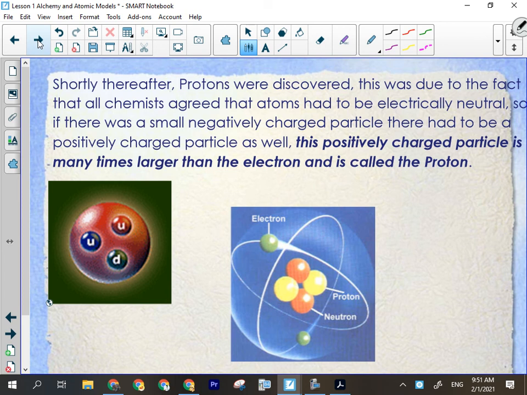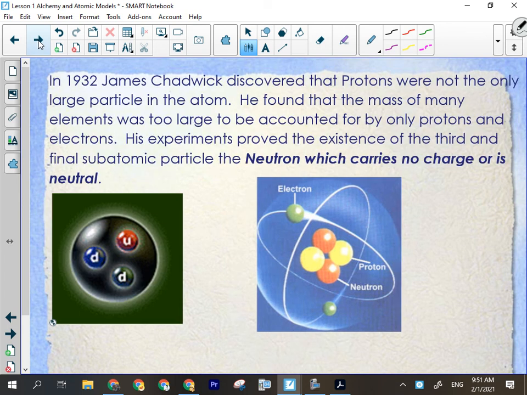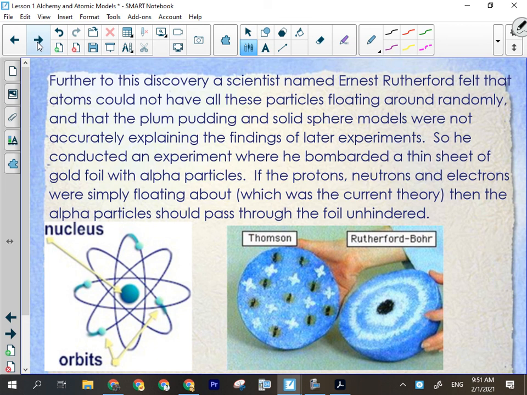So there was a bit of turmoil for a while. Chadwick discovered that protons weren't the only large particle. There had to also be a neutral particle to help account for the mass of all matter. So he discovered the neutron. And like I say, there was all this dissension, essentially, in the world of chemistry as to what the atom looks like now.